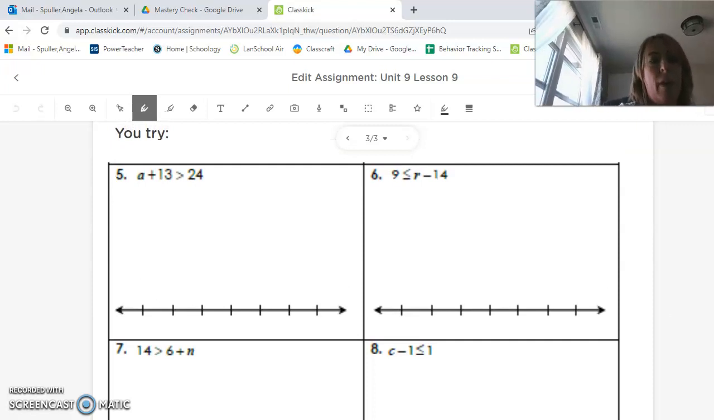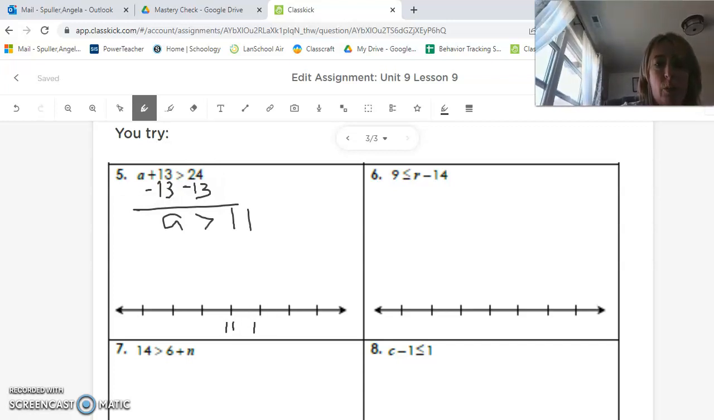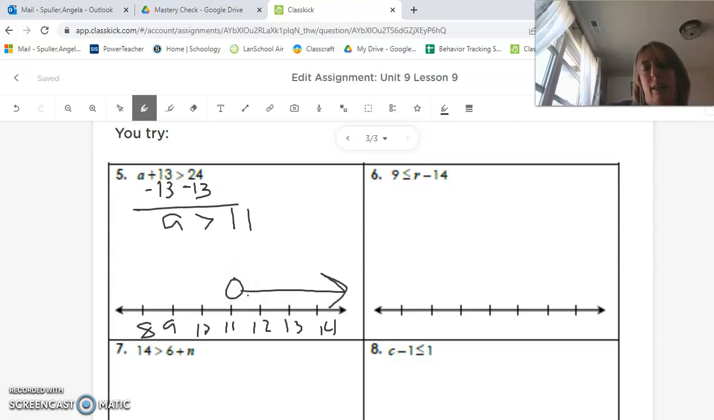So for number 5, you should have subtracted 13 from each side. You should have said a is greater than 11. You should have put 11 here, 12, 13, 14, 10, 9, 8. It's greater than, so we've got an open circle, greater than goes to the right.